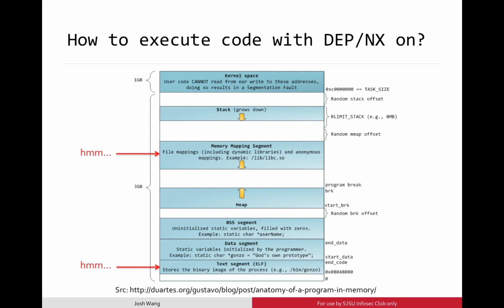So this is a diagram of a process's memory space. What we need to do is find an executable segment that we can point EIP to. As it turns out, both the text segment and the memory map segment are marked as executable. So does anybody know what's stored in the text segment?